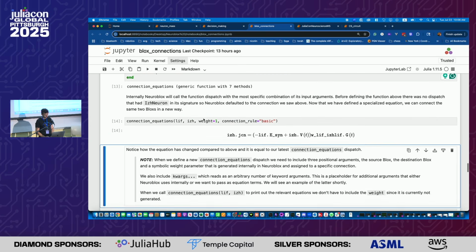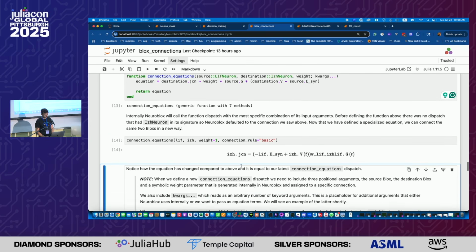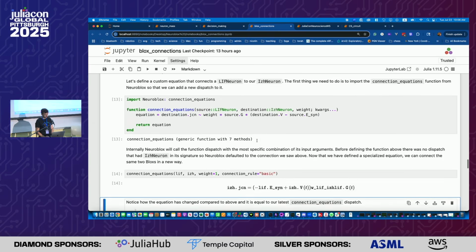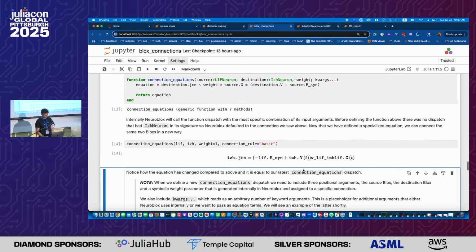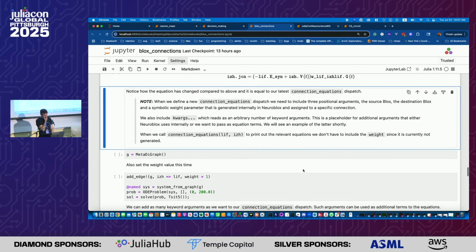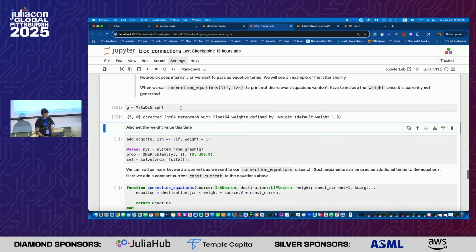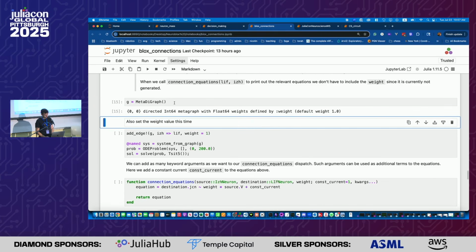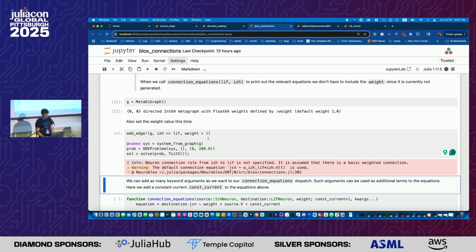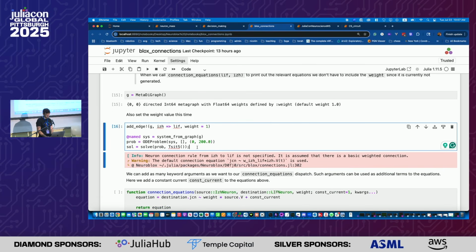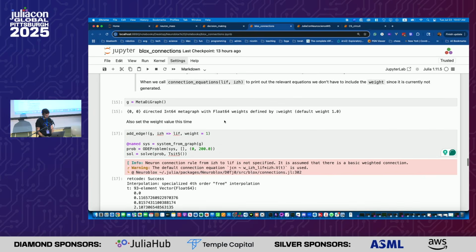So once you do that overload, before we had this as our connection equations between the LIF and the IZH neuron, and then we add the overload and we get some new thing. So then we can create graphs of these things, create a little graph, add some edges between them, and we can solve it. And we can look at what our output looks like.